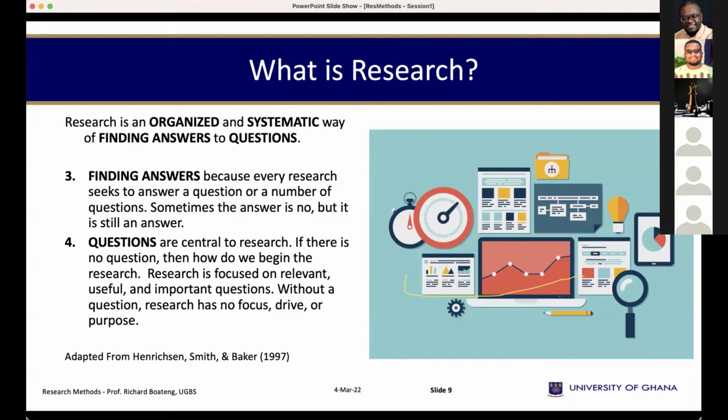Means before you can even have an answer, there should be a question. And the research itself is a search process. So you are going to search based on the question. Now, the question is what gives direction to every research activity.